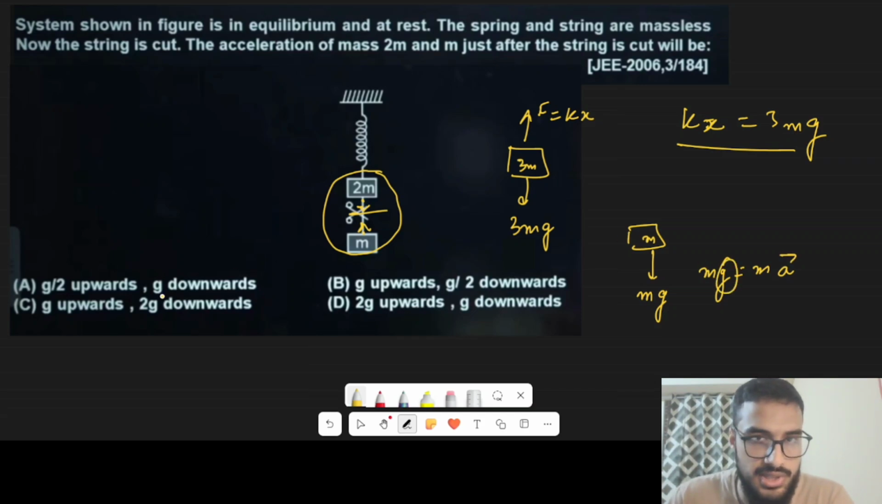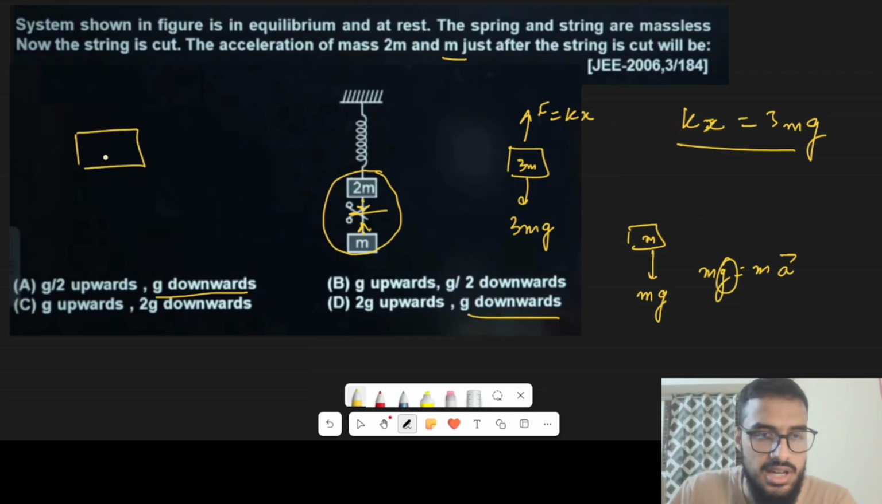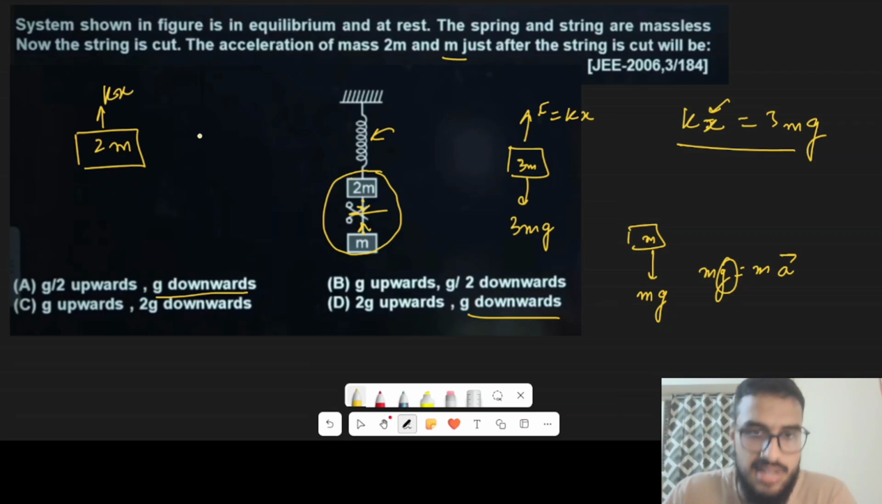So we got two options. For the m mass it is g downwards, and it is g downwards, so one of these two options. Let's study what is happening with this 2m mass just after the string is cut. This spring does not retain its initial form abruptly, isn't that? So it still remains in that x elongation. So can we write it is still kx upwards? Just after the string is cut, it is still kx upwards.